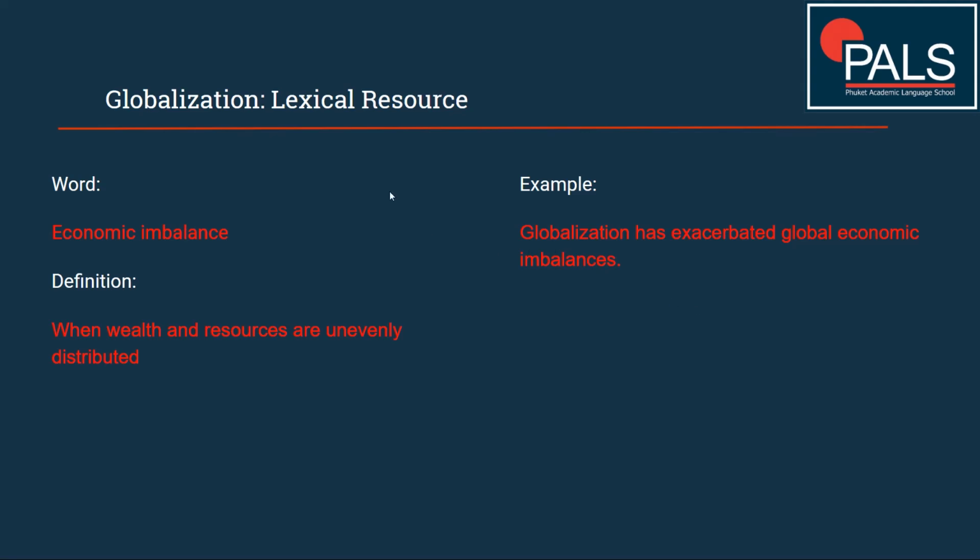For the globalization topic, I would have words or collocations like economic imbalance. That will get you good points from the examiner. Definition of that: when wealth and resources are unevenly distributed. Example sentence: globalization has exacerbated global economic imbalances. Okay, the other big word in there is exacerbated. That just means made worse. Globalization has made worse global economic imbalances. Globalization has exacerbated the gap between rich and poor in the world we live in. Okay, made worse.